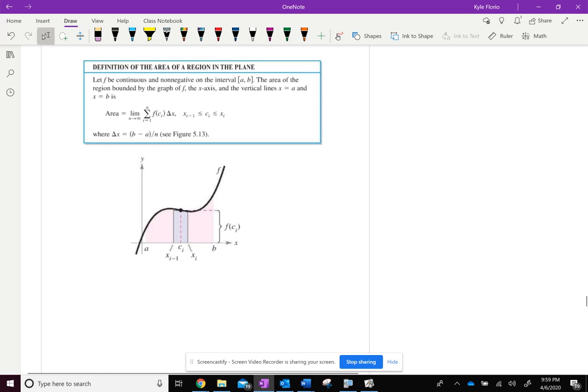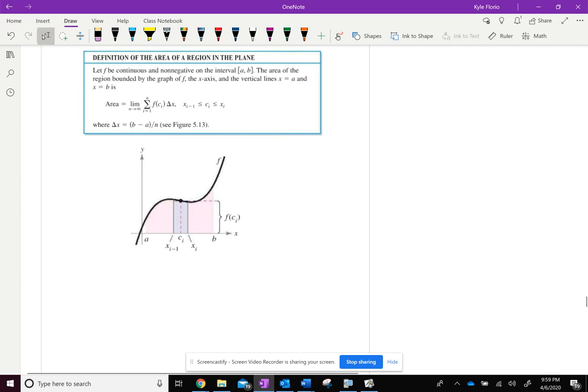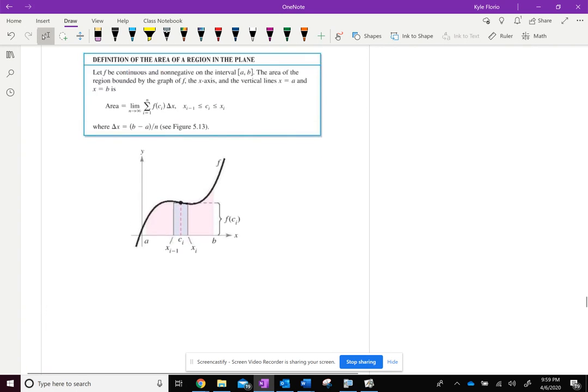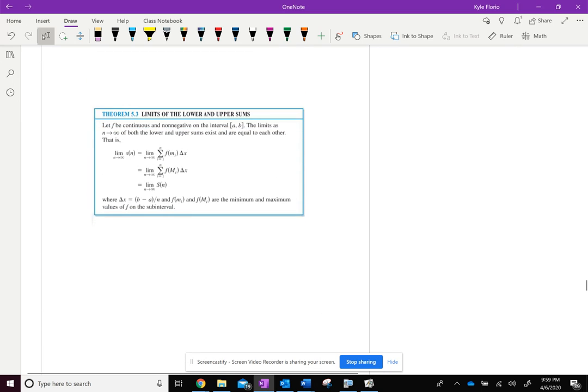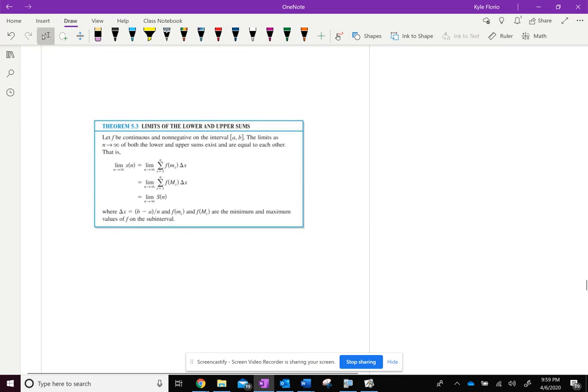Hey, Calculus, here's part 5 of the area section. It's going to be the last one. Let's hope we can get through this efficiently. Last time, we said that the area of the upper and lower sums are actually going to be the same thing as long as n goes to infinity.